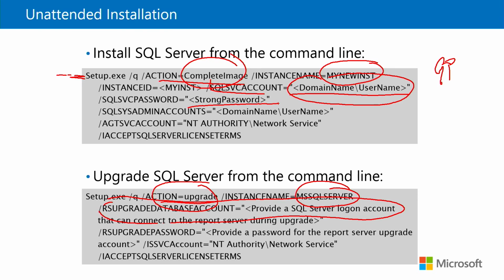This is going to specify what account is going to automatically be added to the SA role. There has to be at least one account in the sysadmin role. In older versions of SQL Server up through 2005, members of the domain admins group were automatically added to the SA role, and they found that that was a problem. So starting in 2008, you actually have to tell it what account needs to go into the SA role.